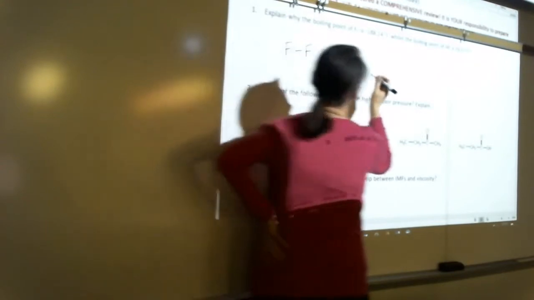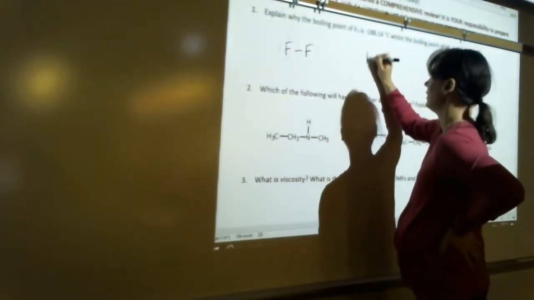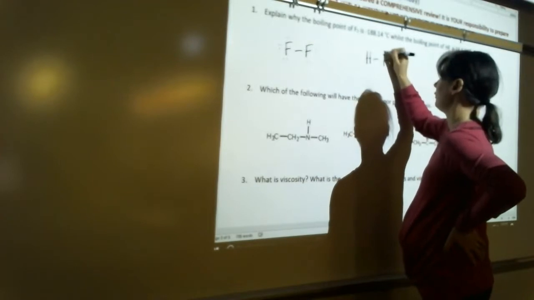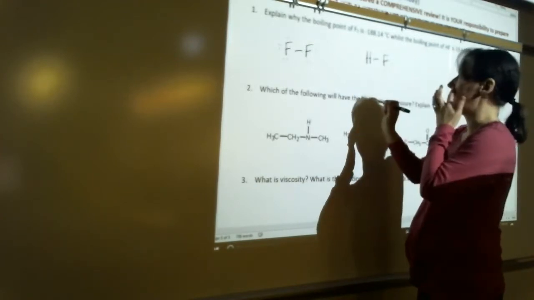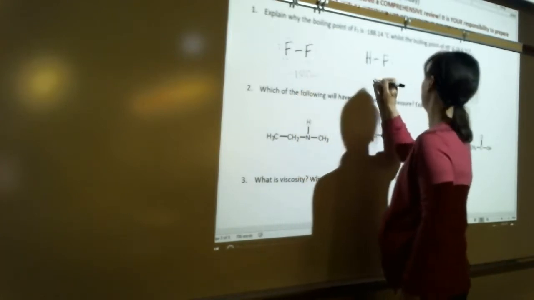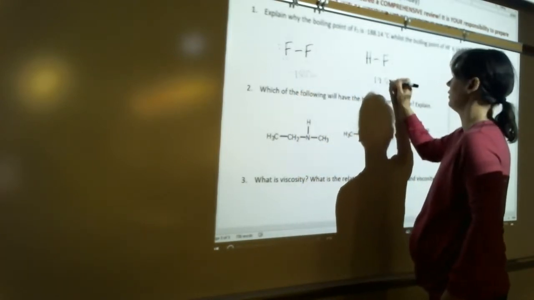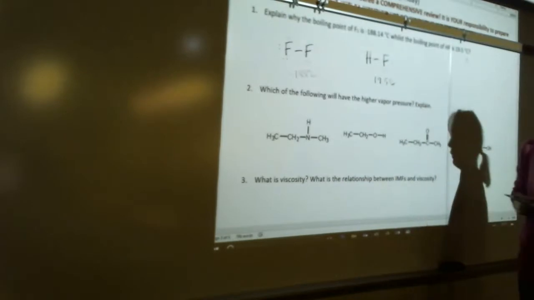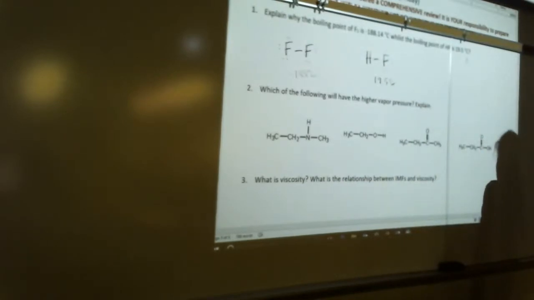There's a Lewis structure for F2 versus HF. Right, boiling point of negative 188 versus 19.5. Very significant difference here. What causes this? What causes boiling point anyway? Period. Intermolecular forces, right? Driving factor.